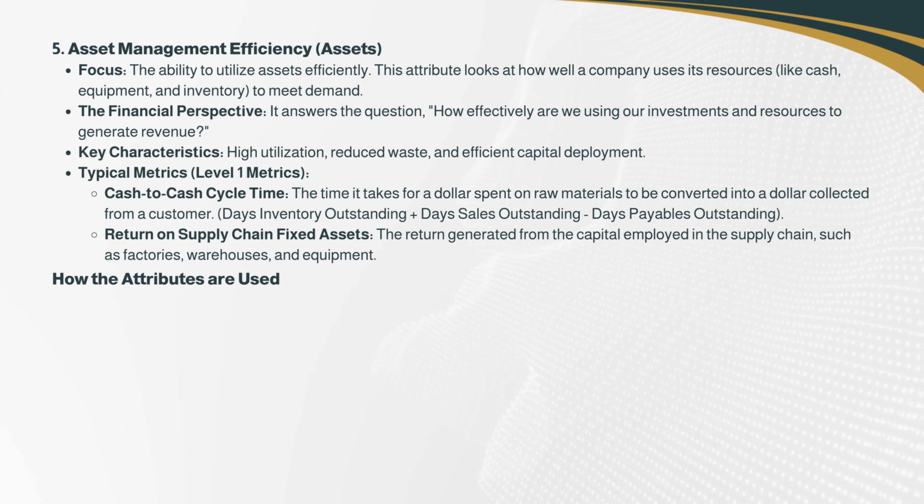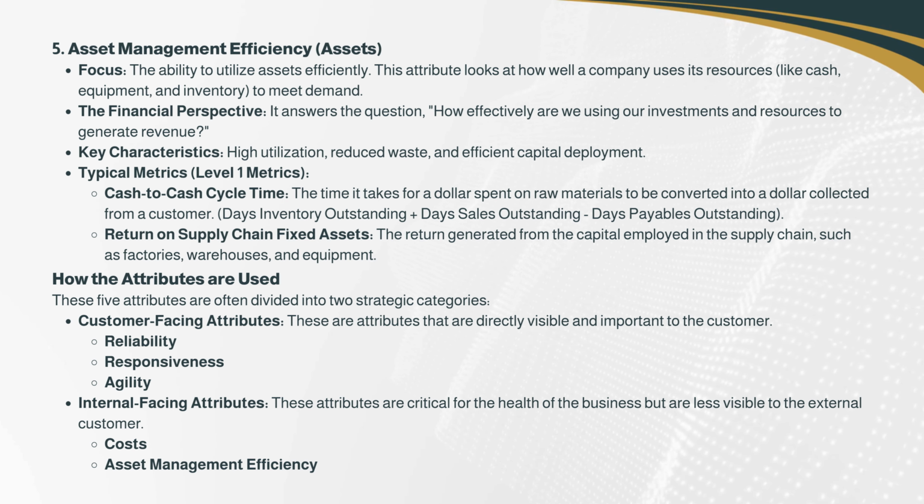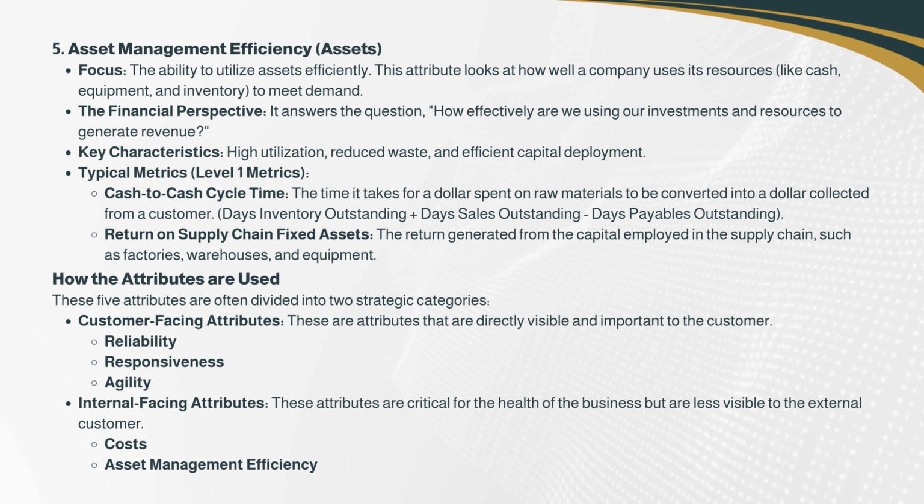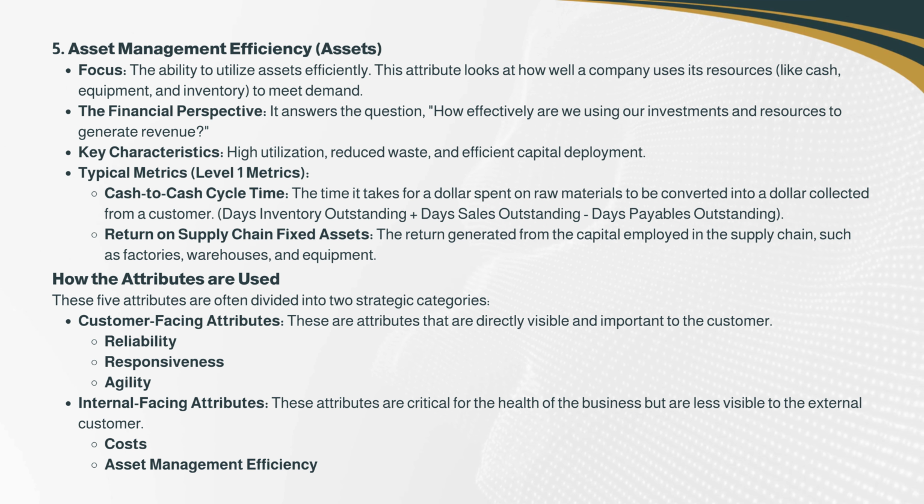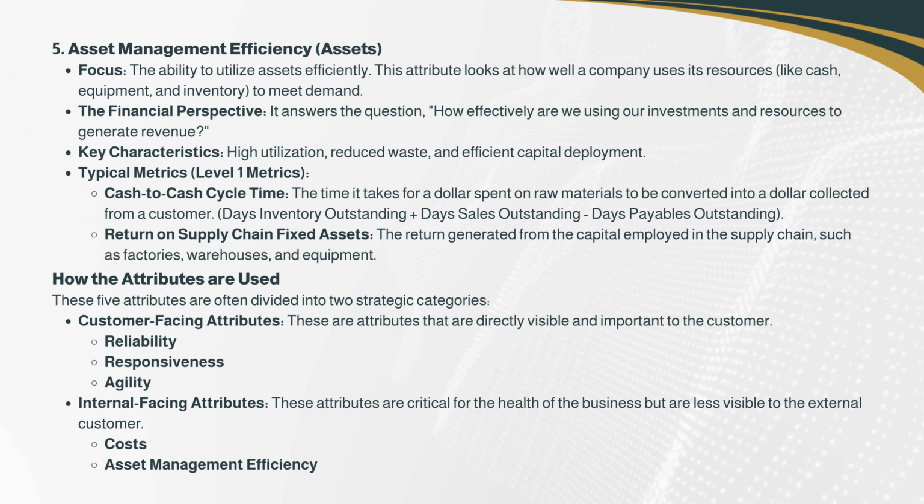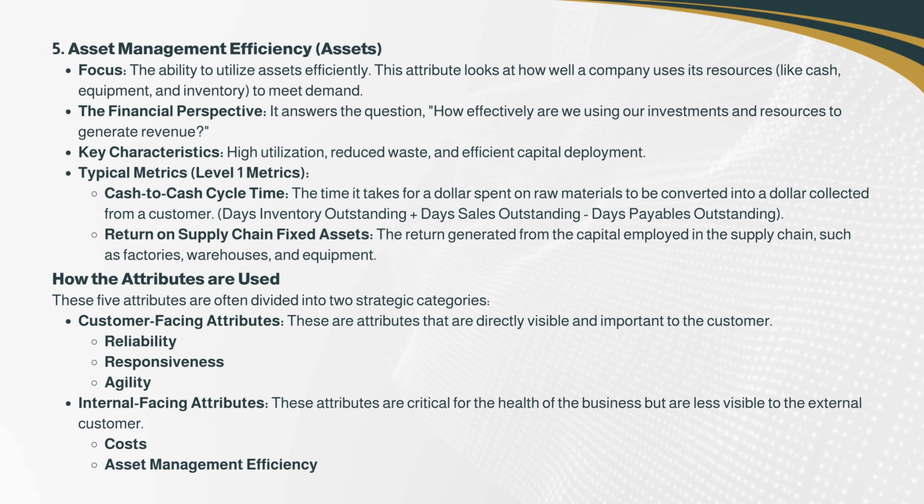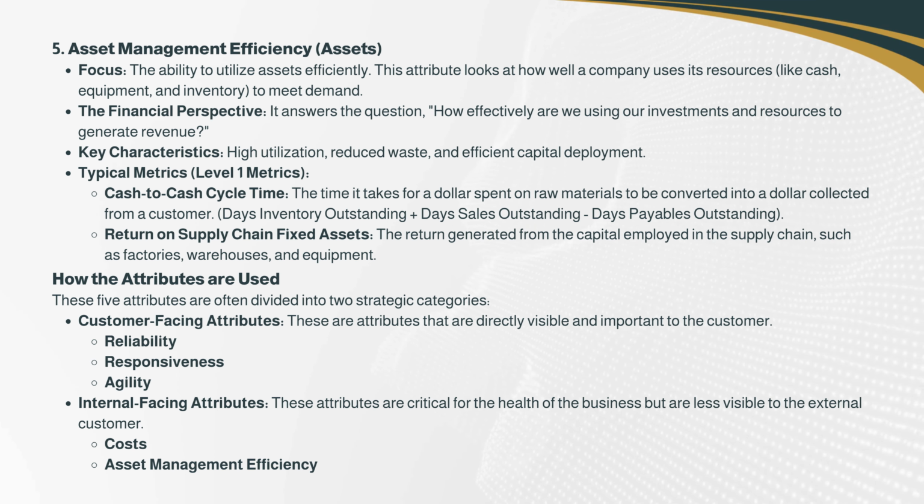How the attributes are used. These 5 attributes are often divided into 2 strategic categories: Customer-facing attributes. These are attributes that are directly visible and important to the customer. Reliability, responsiveness, agility. Internal-facing attributes. These attributes are critical for the health of the business but are less visible to the external customer. Costs, asset management efficiency.